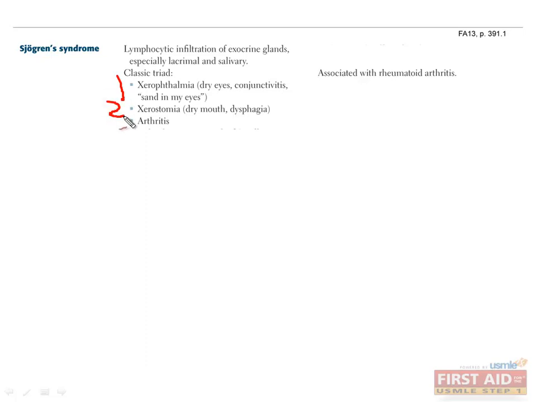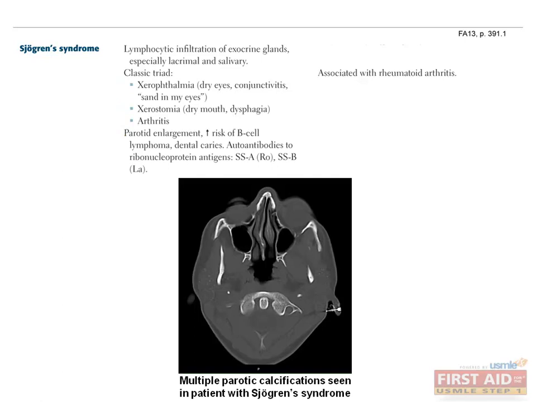Xerostomia, which means dry mouth, can also cause dysphagia, namely because chewed food is not being lubricated with enough saliva to make it easy to swallow. Number 3 is, of course, arthritis. As you probably guessed, xero comes from the Greek word for dry. Patients with Sjogren might also present with parotid enlargement, which occurs because it's only the submandibular and submaxillary salivary glands that stop producing saliva, while the parotids have to make up the difference, and they compensate by enlarging.